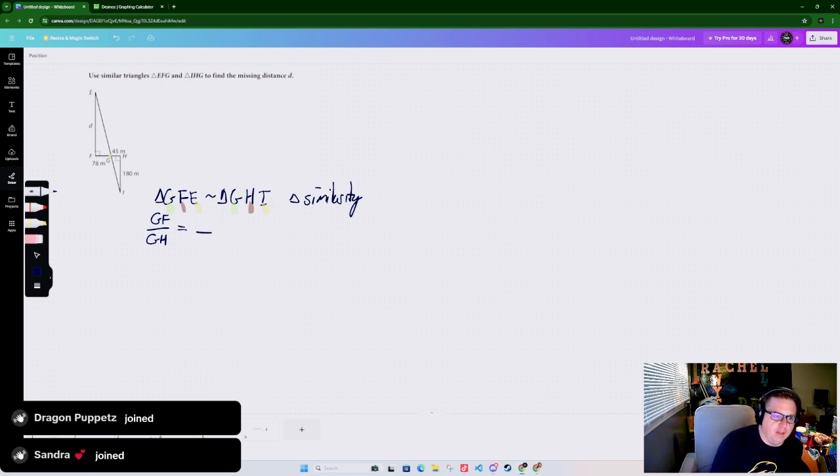And then we're going to go FE. The reason we're doing FE is because remember, we started G to F. So we started with the big triangle, the upper triangle, first. So we want to stay with the upper triangle second when we do the next similarity, or proportion, I should say, because we're writing a fraction. Then this one, we want to do HI. And we can call this our similarity statement.